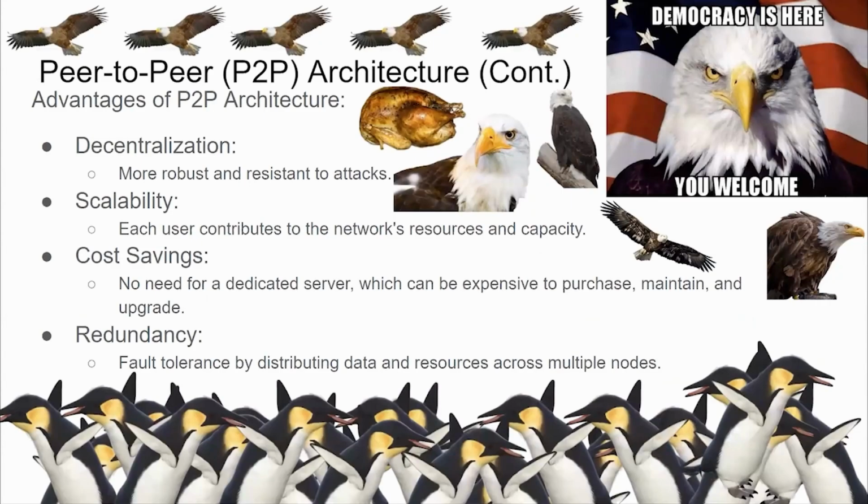Let's dig deeper. One of the key benefits of P2P architecture is its decentralized nature. Unlike traditional client-server models, P2P architecture distributes data and resources across multiple nodes, which makes it more robust and resilient to attacks. By removing a single point of failure, it reduces the risk of downtime and ensures that the network is always available.